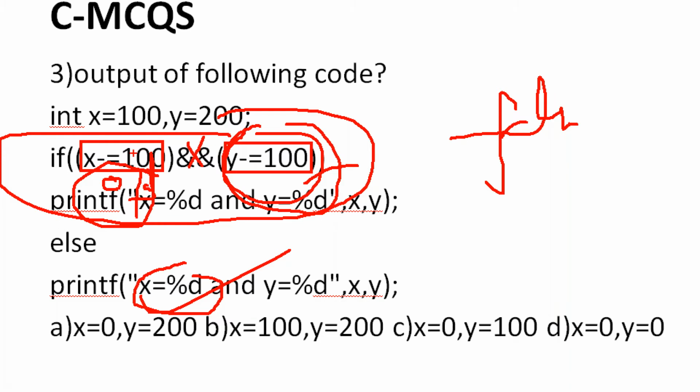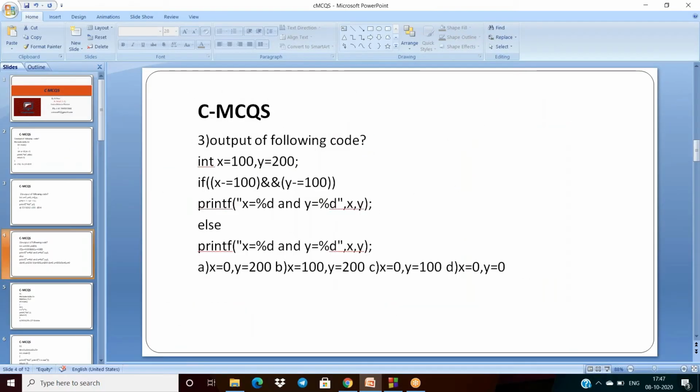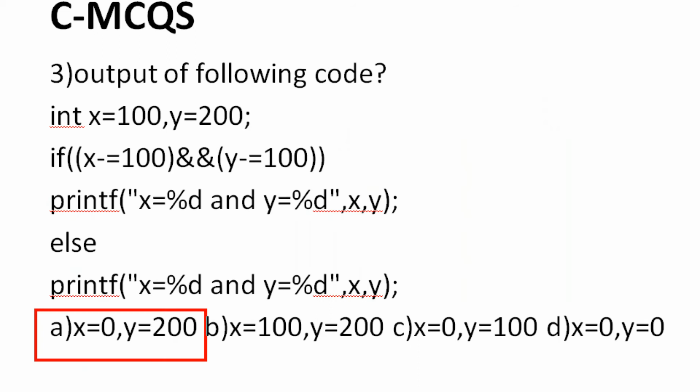Even though the first condition is 0, immediately the condition is false. If this expression is false, then the right one, even though it is true or false, the overall expression will be false. False means the else block is executed. Else block means x is modified to 0 and y is as it is. So x is 0, y is 200. So in this question the answer is A.